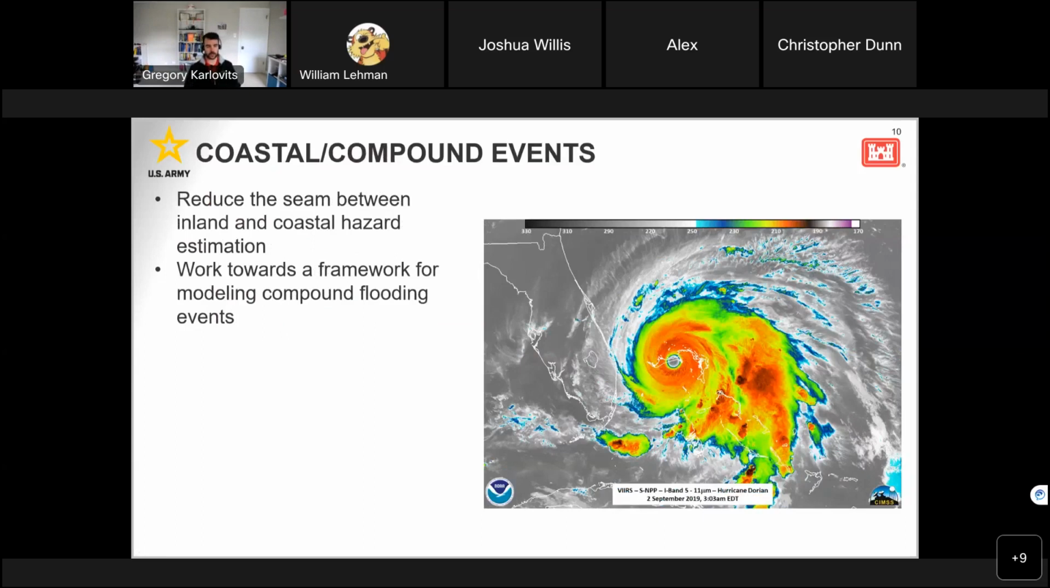We really need to do a lot of work to reduce the seam between inland and coastal flood hazard estimation, mostly because using precip frequency information in conjunction with, say, tropical or coastal hazards is really limited and really challenging. The storm events that you see for coastal stuff are coupled with high winds and heavy precipitation that comes in intense bands that spin off of a storm that would appear like this.